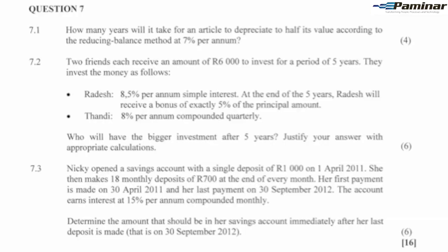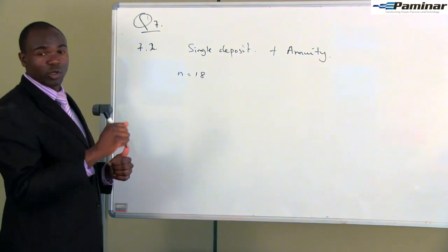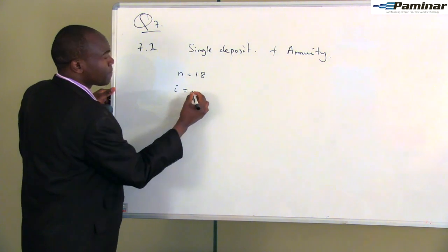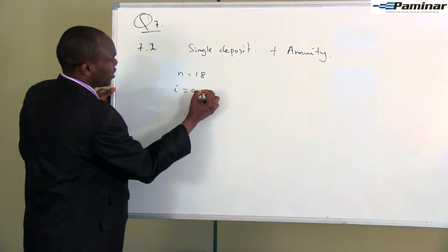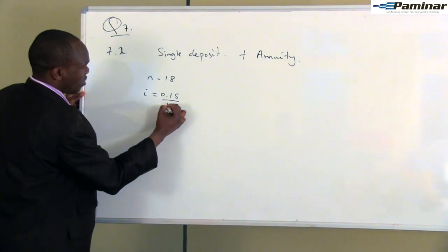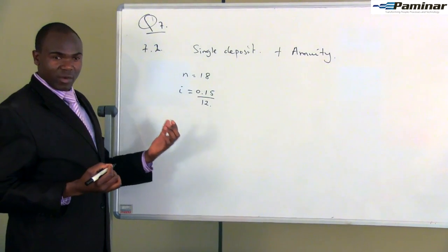Now, as for our I, remember I told you that the account earns interest at 15% per annum, but compounded monthly. Please keep note of that. So our I is going to be 0.15 all over 12. That's it. Now let's punch in our formulas.